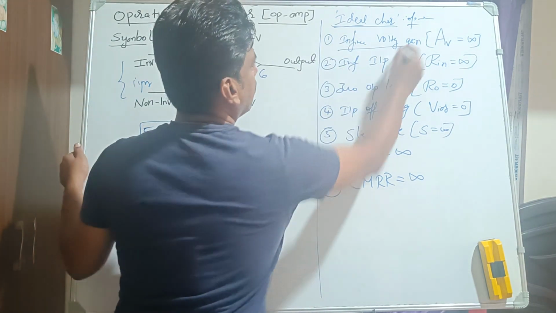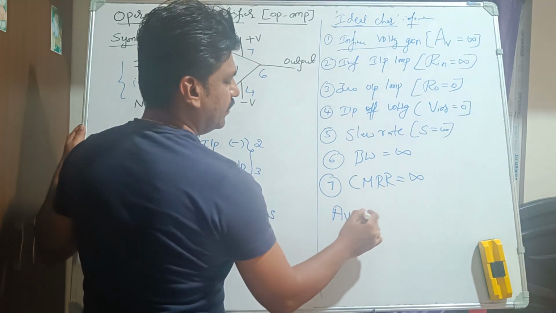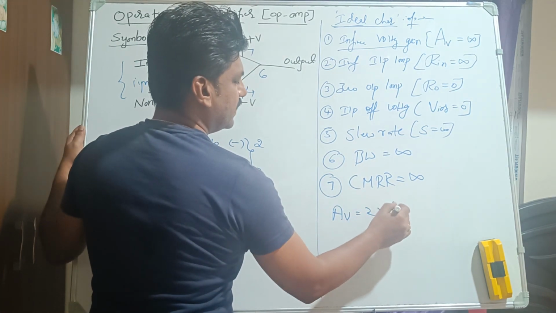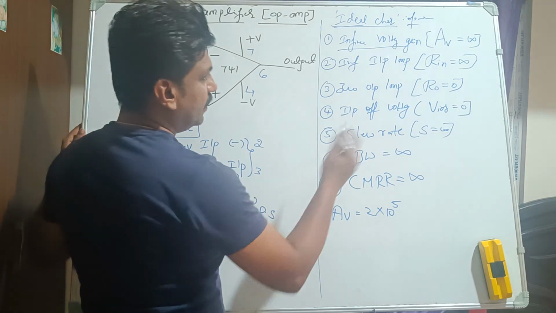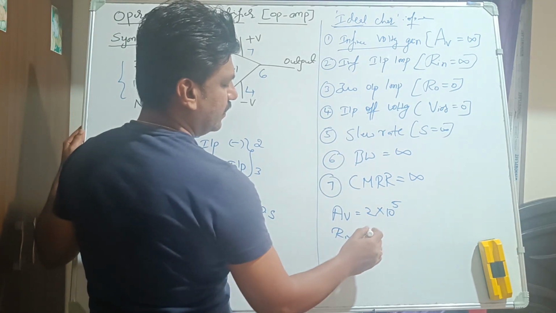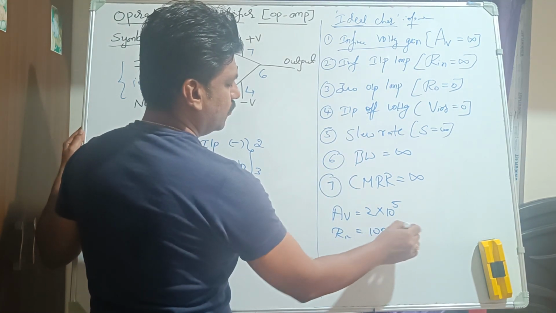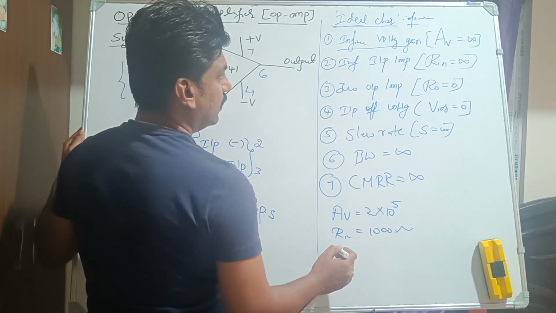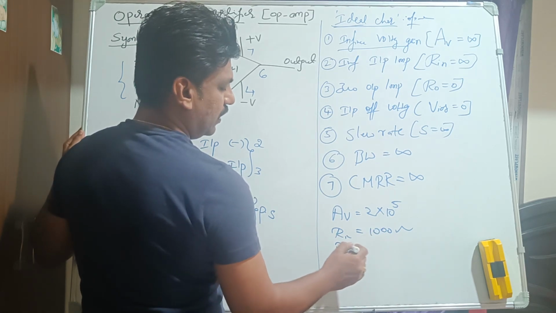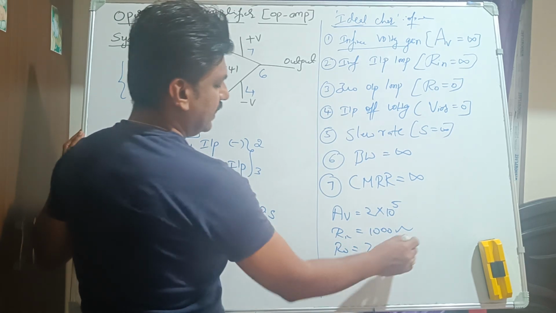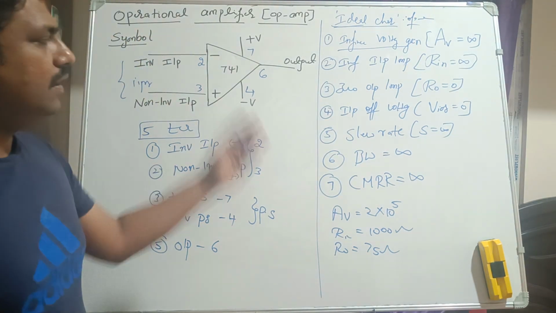Suppose I consider AV, what is the practical voltage gain? It is very high. Input impedance is also very high, Rin is something like this many ohms. Zero output impedance means, practically it is almost 75 ohm.